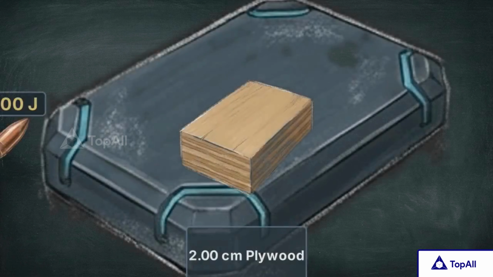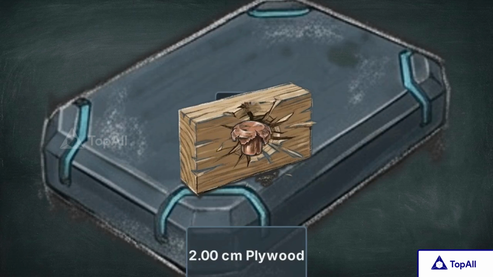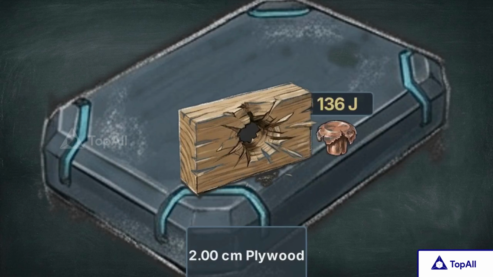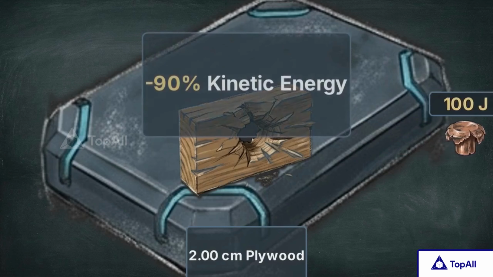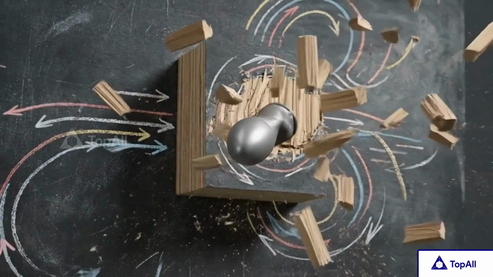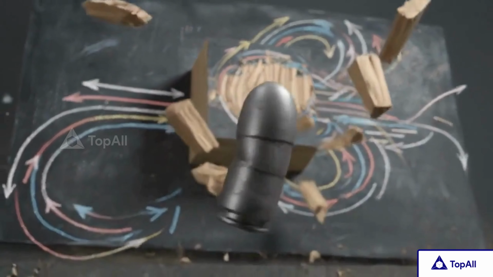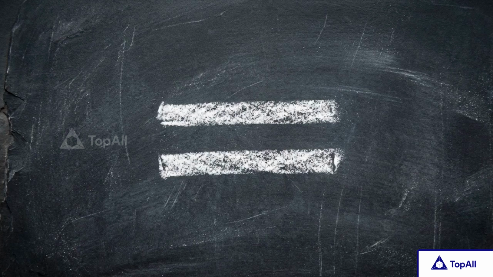As the bullet strikes the wood, it begins doing work, expending its stored energy to tear through 2 centimeters of solid fiber. The bullet emerges having lost 90% of its initial kinetic energy, retaining only 100 joules. If the bullet just lost 90% of its energy, it's intuitive to assume it also lost 90% of its speed, but the math tells a different story.